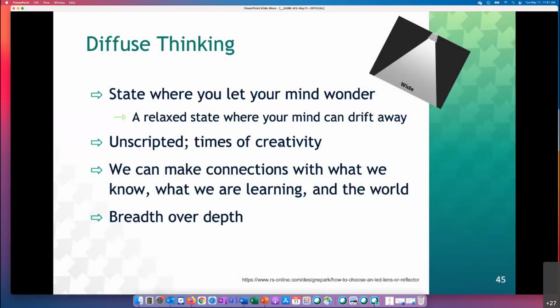The other type of thinking is when you let your mind go into a relaxed state. This is where the connections happen, and some of the creativity that goes on in your head. You're making these connections, and your thinking has moved from one part of the brain to another.